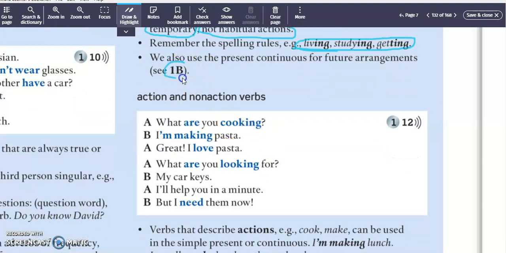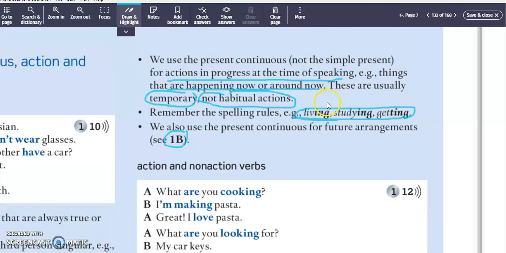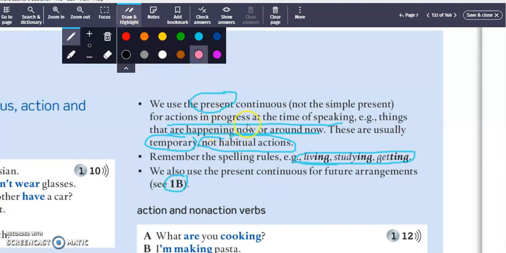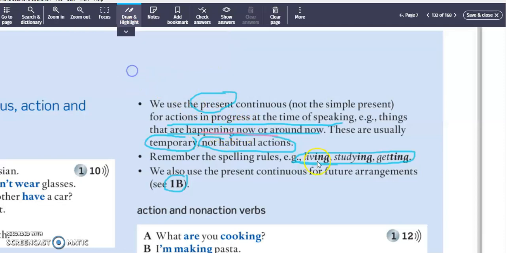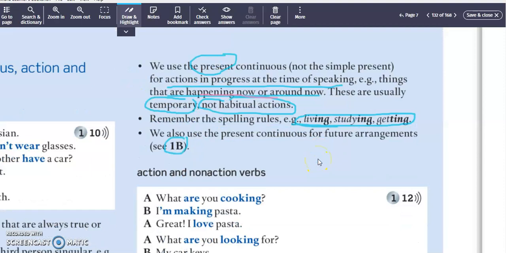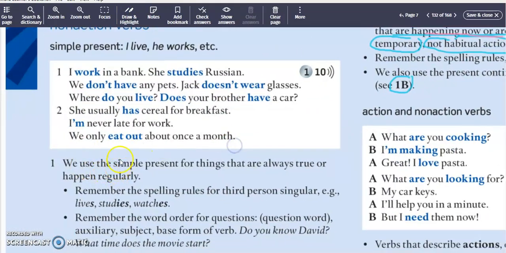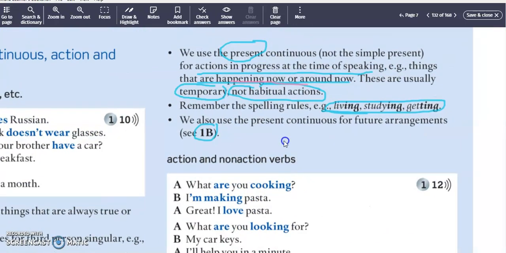And then in 1B, we're going to use also the present continuous for future arrangements, but that is another thing. This is the present continuous as present, for things that are happening right now, in this moment. Okay? So these are the two differences. The present simple is used for things that happen regularly, and the present continuous is for things that are happening in the moment of speaking.